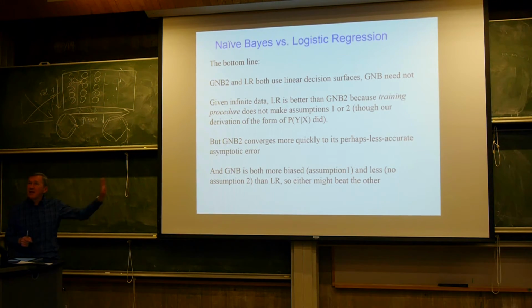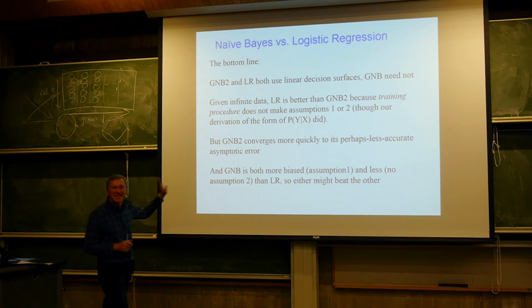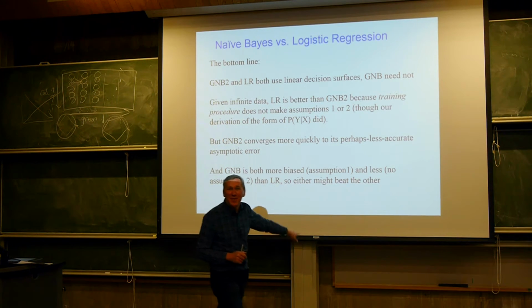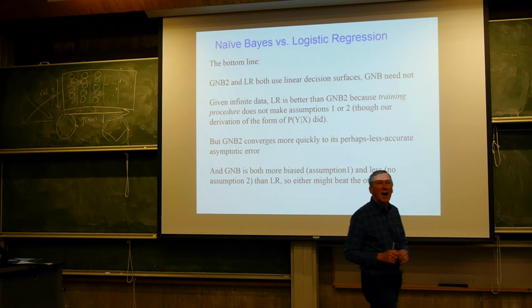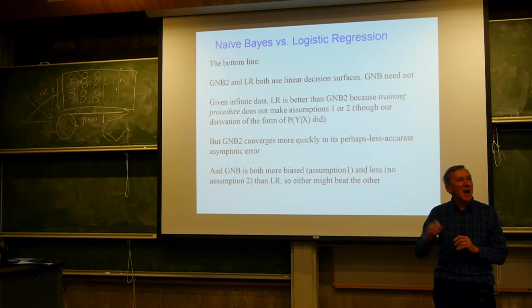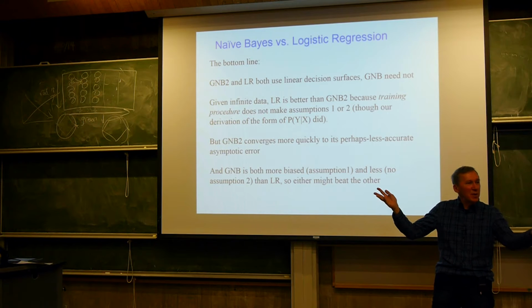All right, so I'm going to leave Gaussian naive Bayes and naive Bayes and logistic regression behind and move on to another topic. Any comments or questions before we do that?